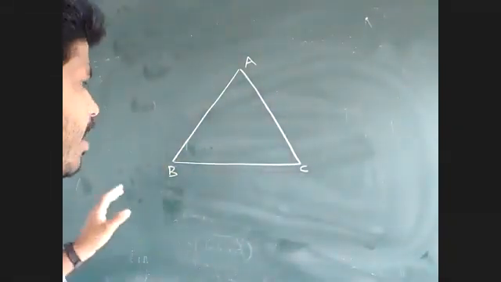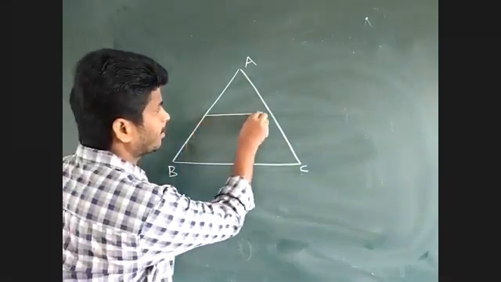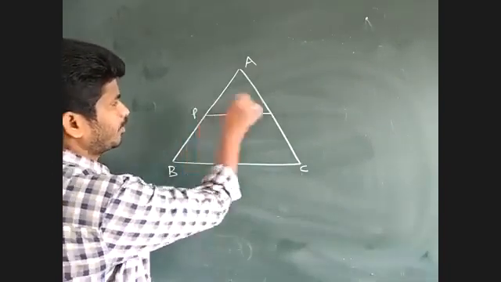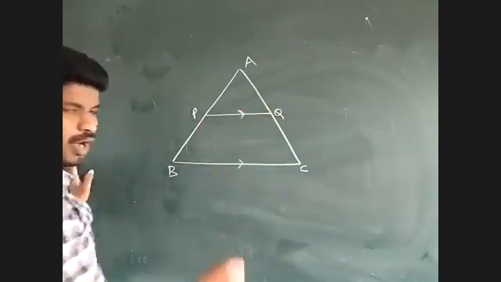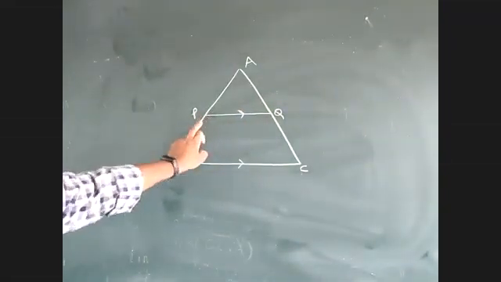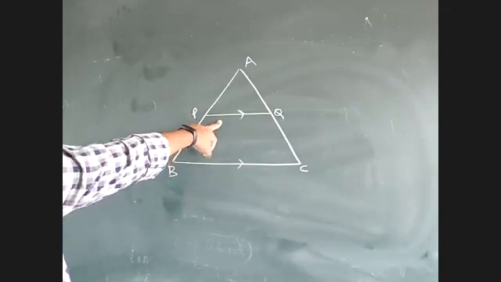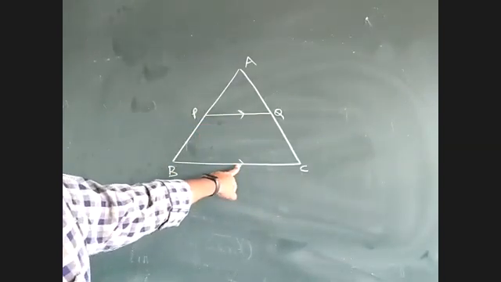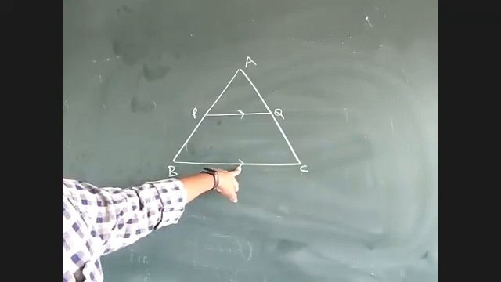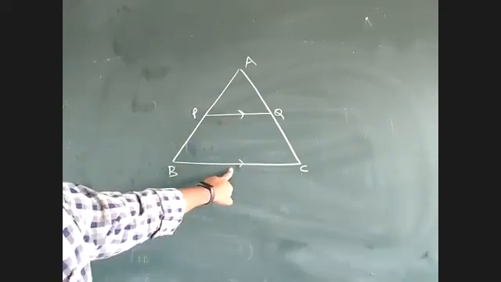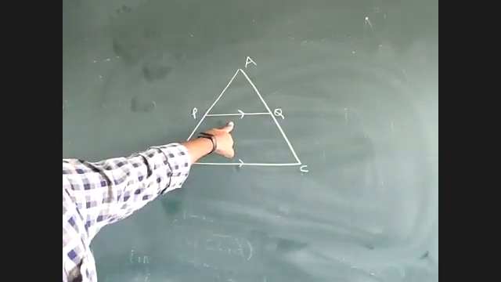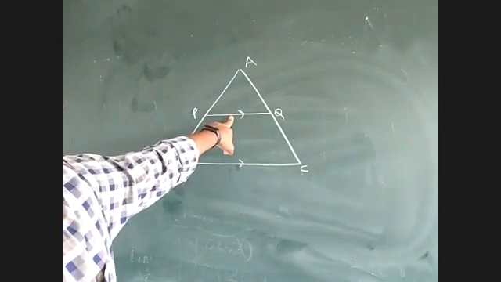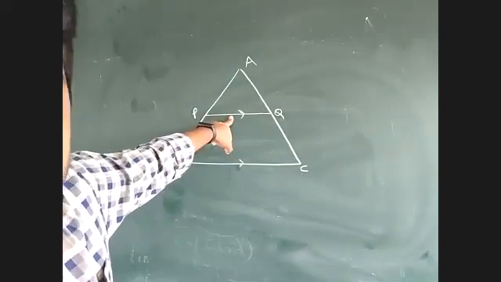For example, draw a line P Q. Now, this line PQ is parallel to BC. If a line is drawn parallel to any one side of a triangle, if a line is drawn parallel to BC, that line being PQ, then this line divides the other two sides in the same ratio.